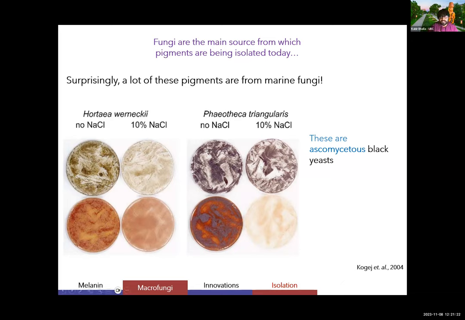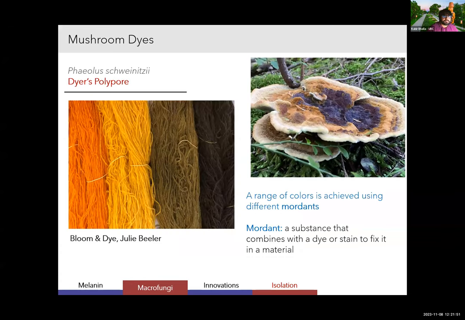So for example, these are black yeasts. They're from the same phylum as penicillin and aspergillus, so they're ascomycetes. And turns out that you can also get good yields of this pigment from these yeasts. I'm not going to go over details of how this experiment was done or what each of these individual treatments are, but this is just showing a method for extraction of these pigments.